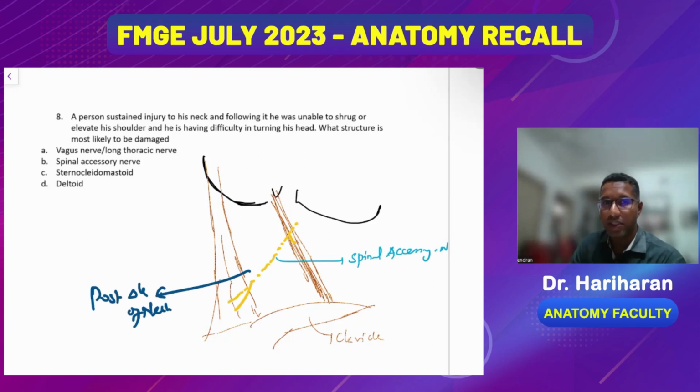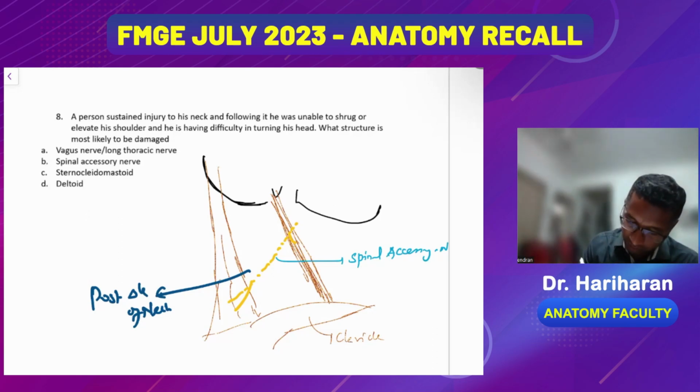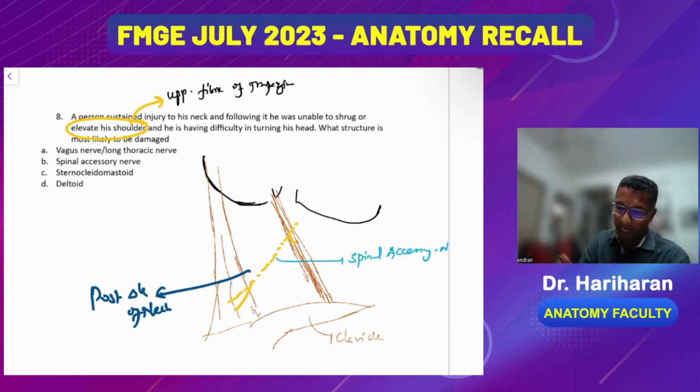Okay, so the main muscle which helps in shrugging of the shoulder or elevation of the shoulder is the upper portion of the trapezius. There is another muscle called levator scapulae, which also helps in elevation of the scapula. But as shoulder elevation, the main muscle is the upper fibers of the trapezius. And if you want to turn your head, the main muscle which helps in turning the head is the sternocleidomastoid. When sternocleidomastoid acts, it tilts the head towards the same side and turns the chin towards the opposite side. This is the action of sternocleidomastoid.